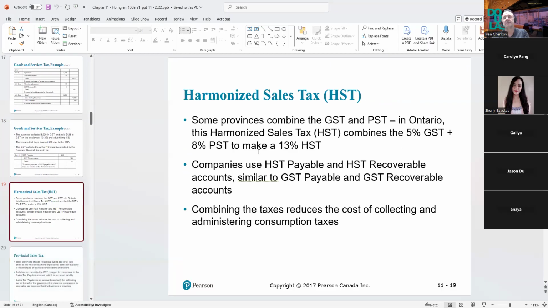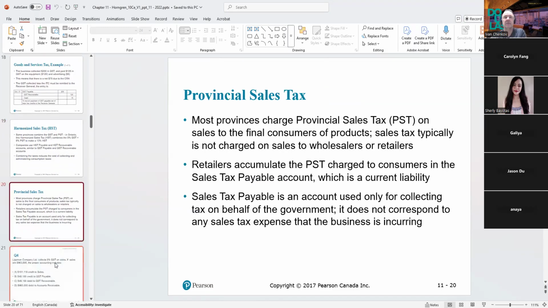Harmonized sales taxes. Now, in some provinces, they have harmonized sales taxes. That will be the province of Ontario. They're combining GST and PST all together, and the total tax that they have to pay is 13%. Now, same idea with the GST. There's no difference between harmonized taxes and GST. You treat it the same way.